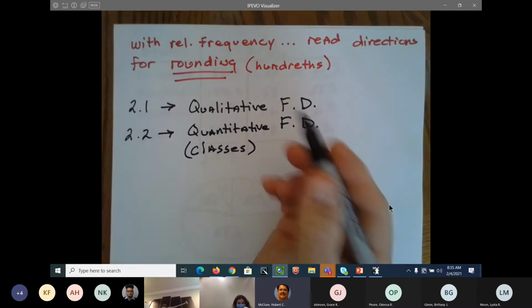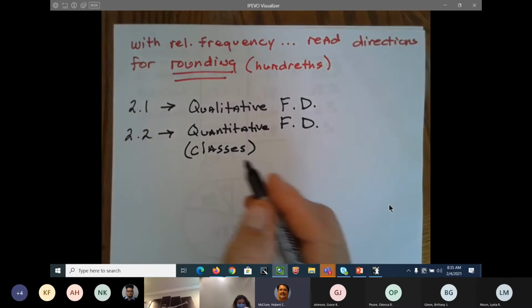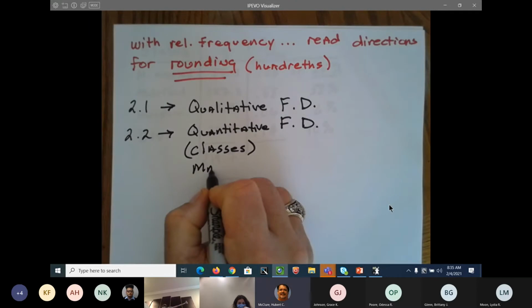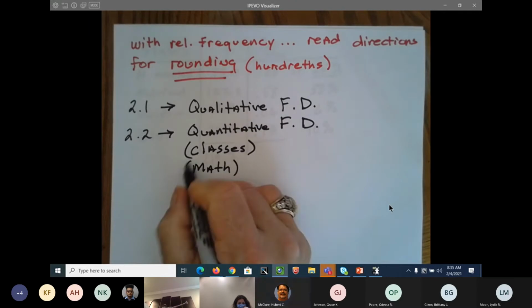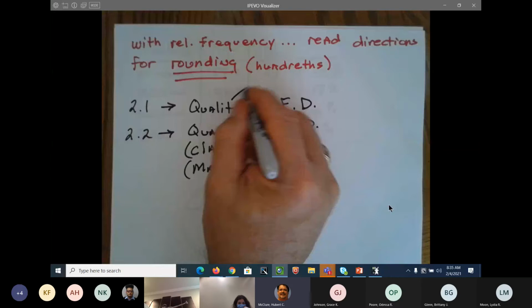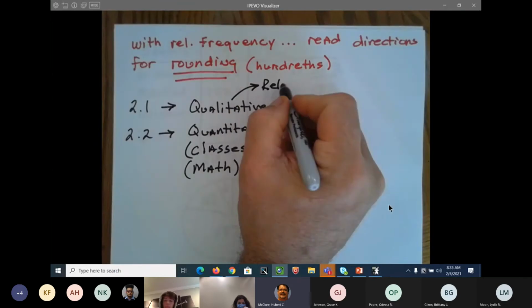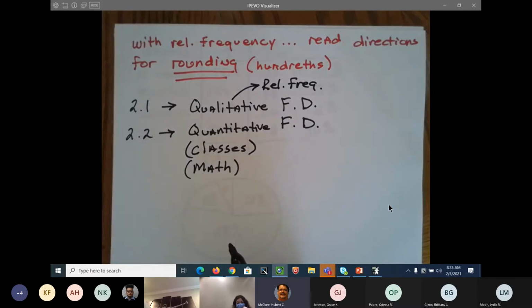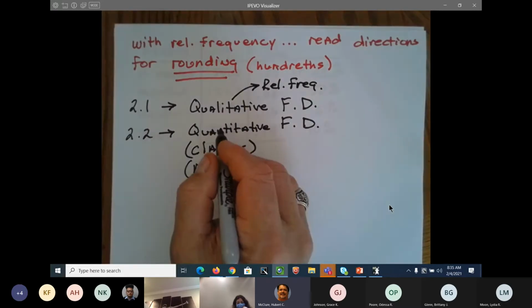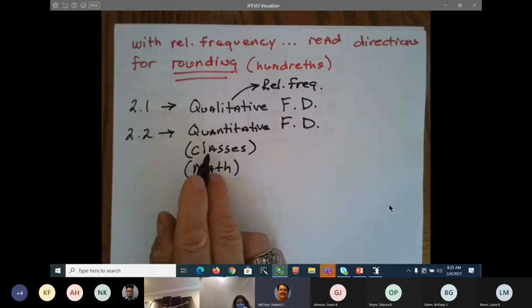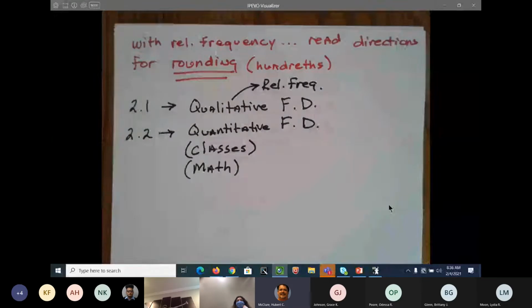You know, the ones that have what instead of categories? Classes. Now remember, with quantitative data, we can do more mathematics. The only thing we can do with qualitative is find the relative what? Frequency. That's the only thing we can do with qualitative data. Quantitative data, we can find more things. So that's what we're doing in 2.2: finding more mathematical things.